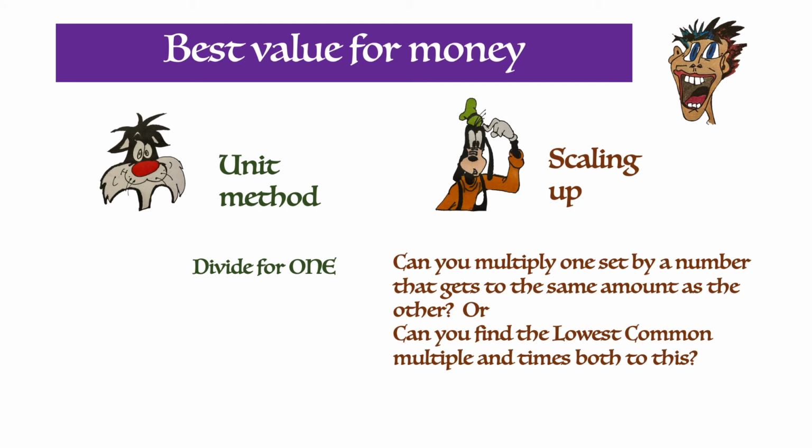Let's recap. The unit method is simply dividing to find what one would cost and then deciding between the two. With the scaling up, often it's easier, but it seems quite complex to do. With the scaling up, you need to multiply one set by a number that gets to the same amount as the other. And sometimes that works, sometimes it doesn't. And if it doesn't, then you've got to try and find the lowest common multiple and times both to get to this, as we showed in the previous example.